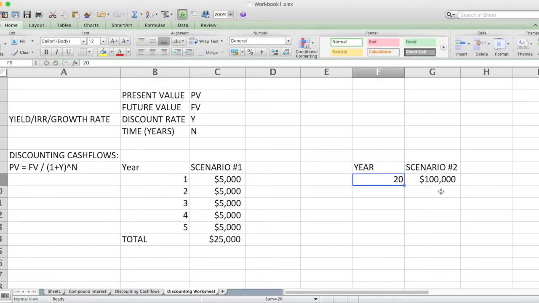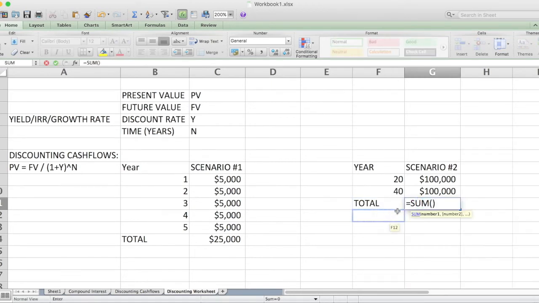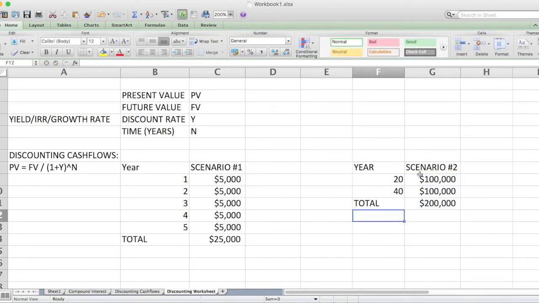And in year 40, it's another $100,000. Okay. So in total, you're going to pay me, I'm going to sum these up, I think you can do the math in your head, $200,000. So company number 2 is going to pay me $200,000 for my YouTube content creation. The other one's going to pay me $25,000. Which one is worth more?